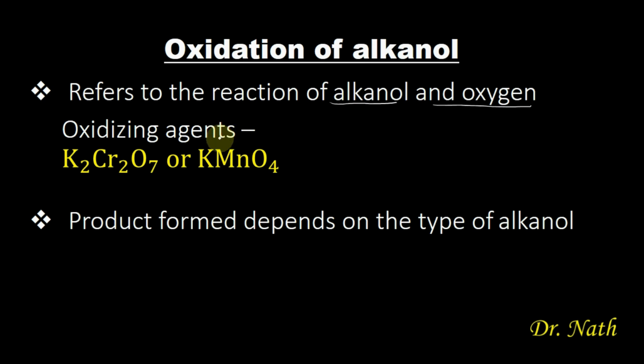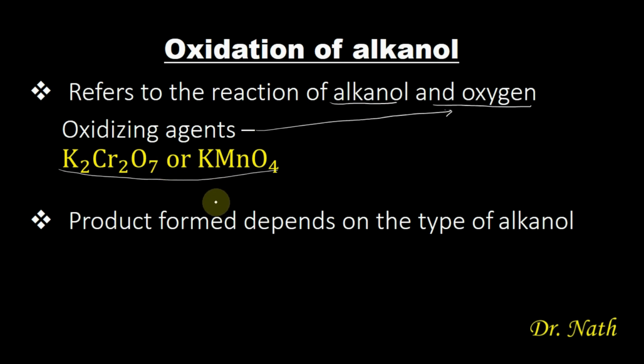And the two main oxidizing agents that are used in the oxidation of alkanol are potassium heptaoxodichromate(VI) and potassium tetraoxomanganate(VII). So these are the two major oxidizing agents used in the oxidation of alkanol. Remember, the oxidizing agents are those substances that will supply oxygen to the reaction.